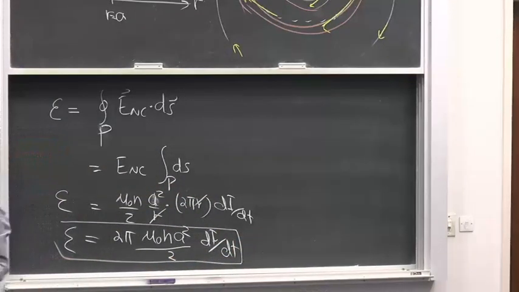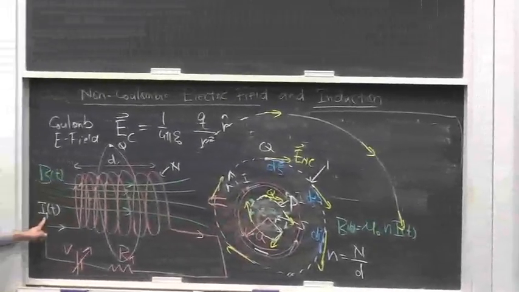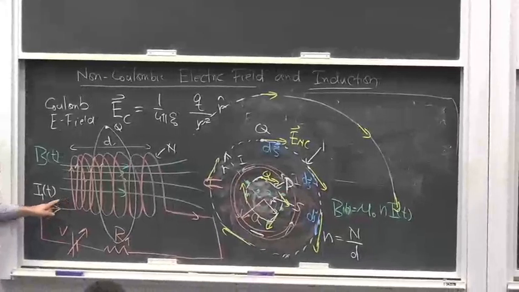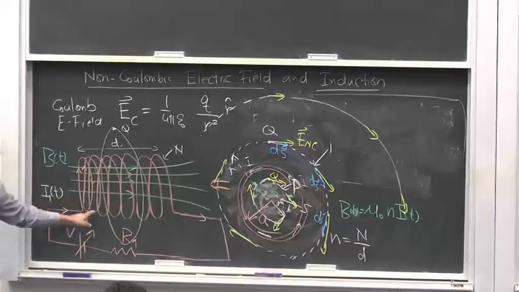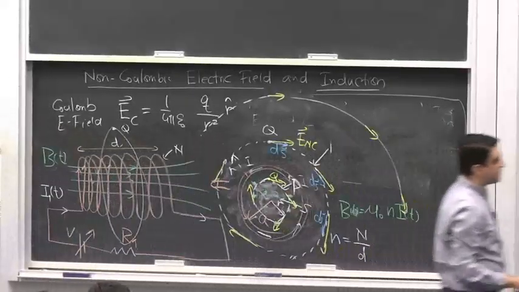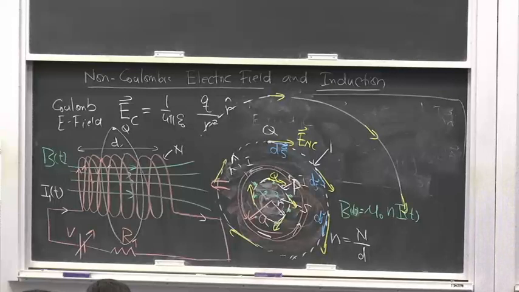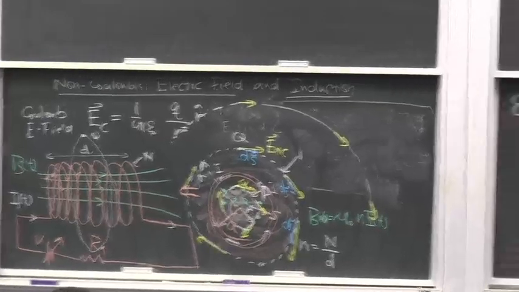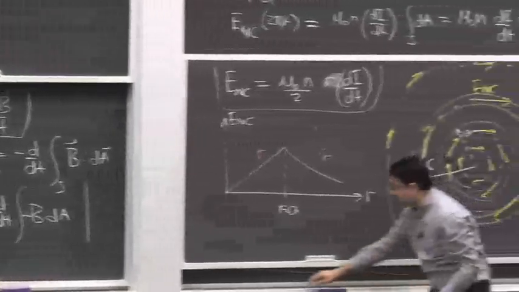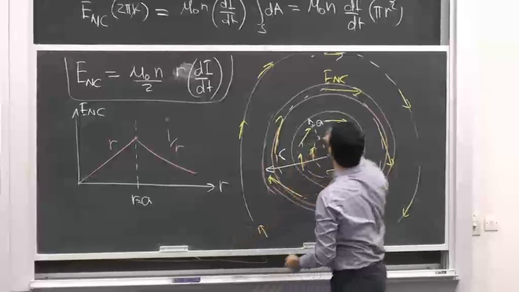That's the EMF which you would produce by the changing current. So that's the current I1 which I am talking about here. The current which you are introducing into your solenoid, that's dI1. But if you have an electric field here, you can induce another current here, and that current would be due to this non-Coulombic electric field.